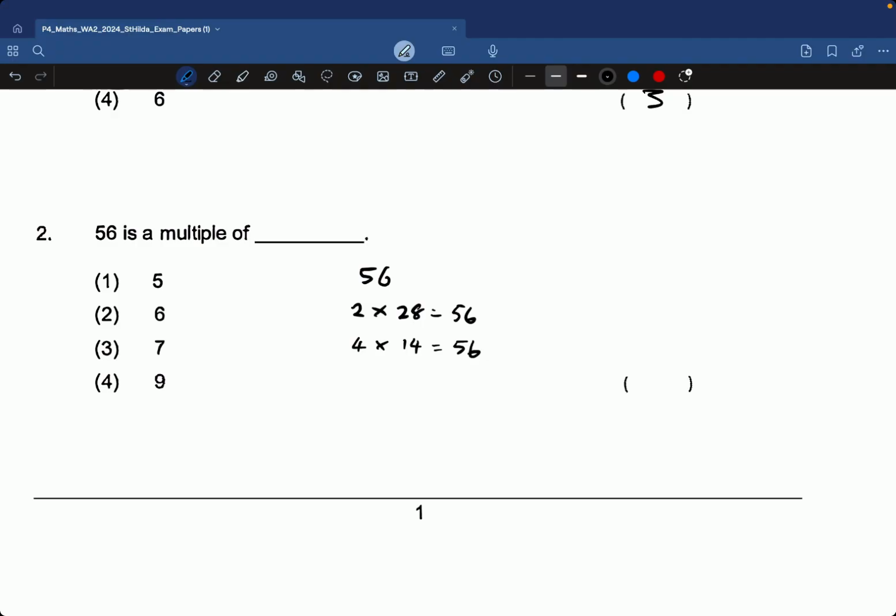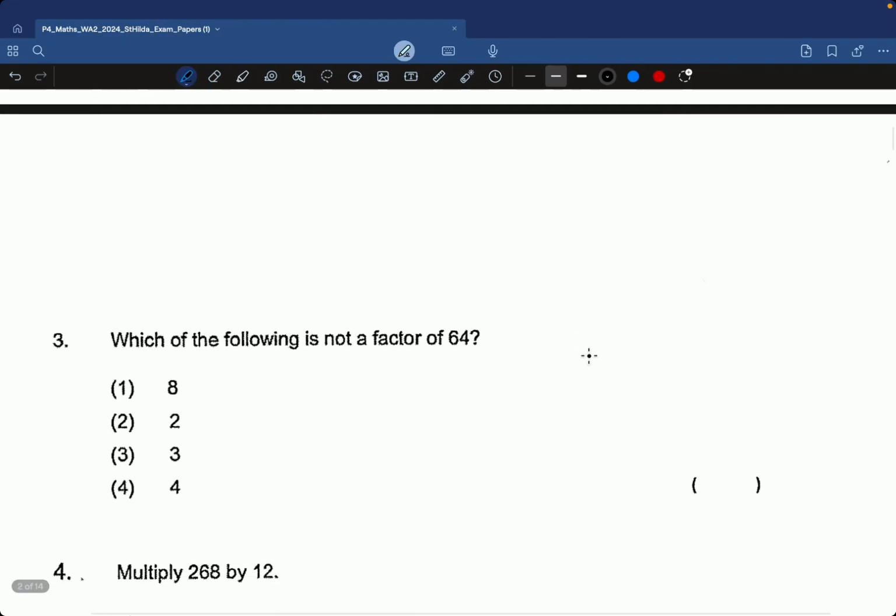Right? Then the next one, 5? No. How about 6? No. How about 7? Yep, you can. What can multiply by 7 to give you 56? The answer is 8. So 7 times 8 is 56. So this is just your multiplication table. So in this case, out of all the different numbers over here, the one that we can find is number 7. So in this case, 7 is a multiple of 6. So the answer is 3. All right, let's move on to question 3.